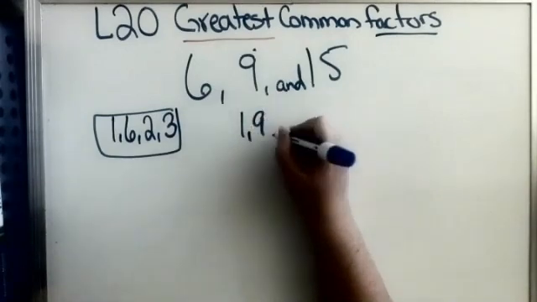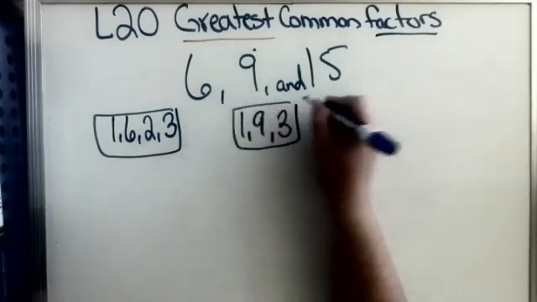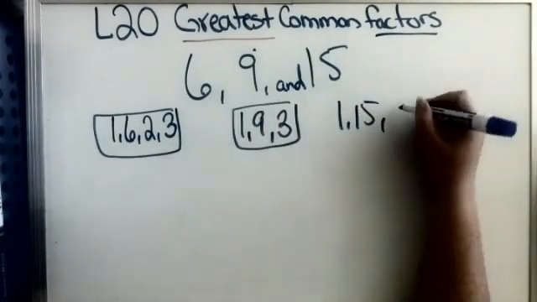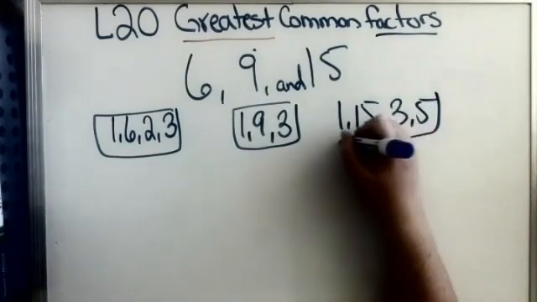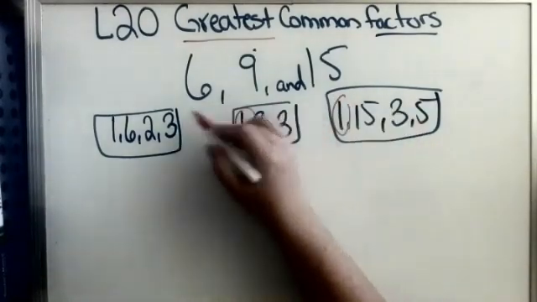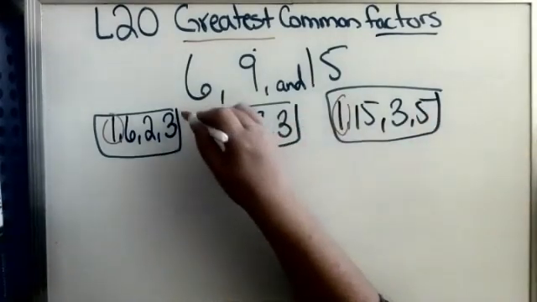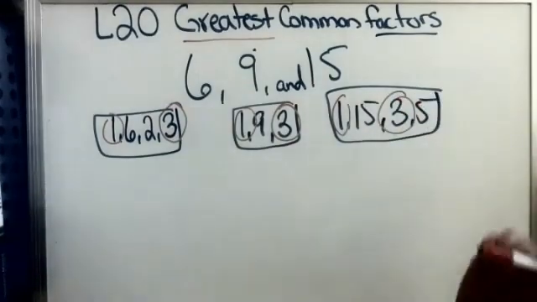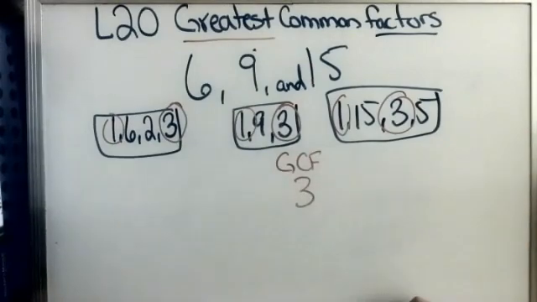For 9, I have 1, 9, 3 times 3, and that is it for 9. For 15, 1, 15, 3 times 5 is 15, and that's it. Now we go look at our common factors. So of course 1, common factors, 1. 2, no. 6, no. 3, we got 3s. And 3s. So our greatest common factor, or our GCF, is 3, because 3 is our biggest or greatest factor in common between all 3 numbers.